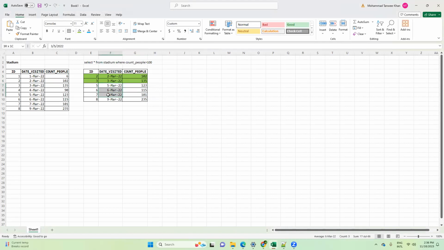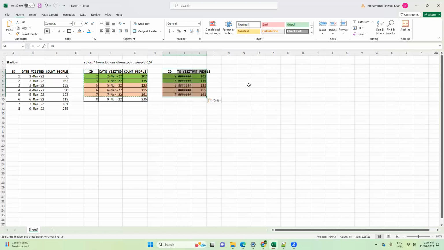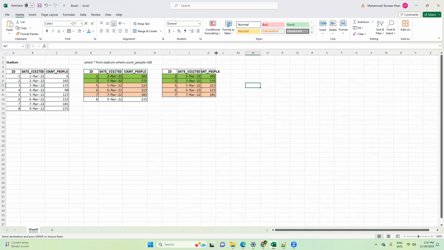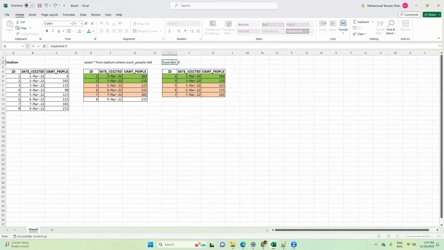What about 5th, 6th, and 7th March? Yes. What about 5th, 6th, 7th, and 9th? No, it's not consecutive. So then another set is 5, 6, 7. It means we have to write a query in such a way that this should be the output. So this is the expected output. Hope this is clear to everyone, right?